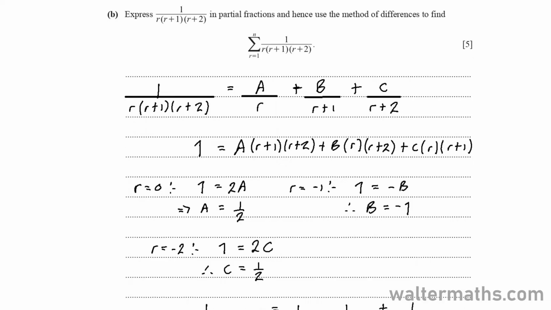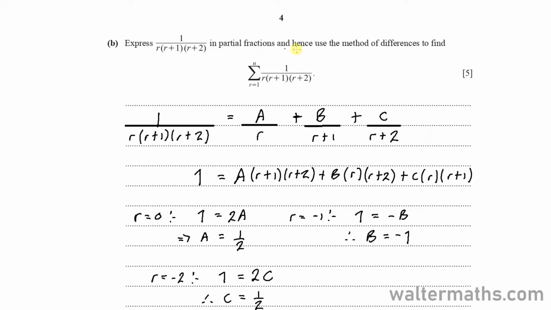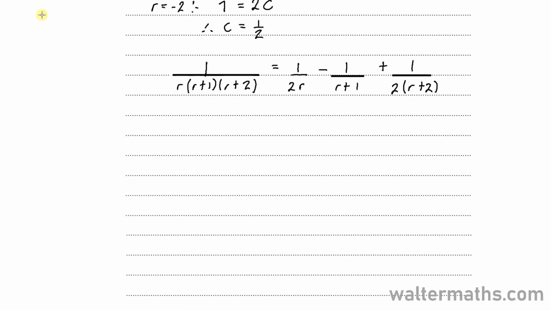Now the other part of the question goes, hence use the method of differences to find the sum from r is equal to 1 up to n of terms of the form 1 over r of r plus 1 of r plus 2. So we want to use the method of differences here. So let's put this here.